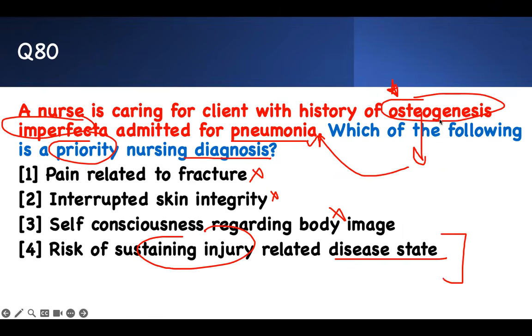Yes, he is going to fall. He's going to trip a little bit. He's going to break his leg really bad, multiple bones. He's going to be worse than pneumonia. So risk of sustaining injury related to the disease state is more of a priority than the rest of them.